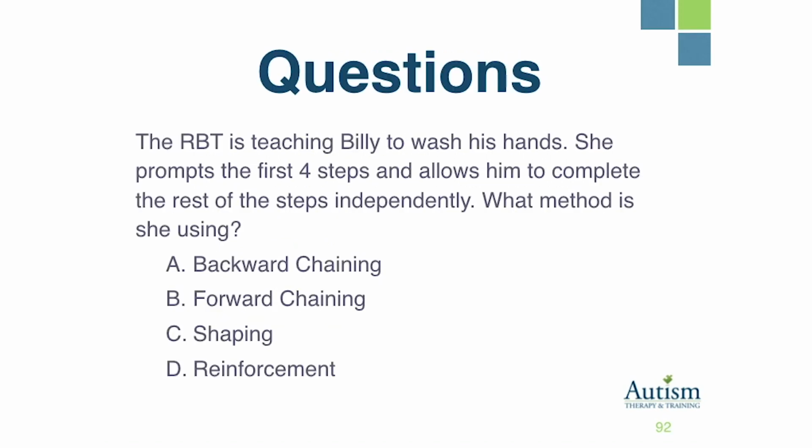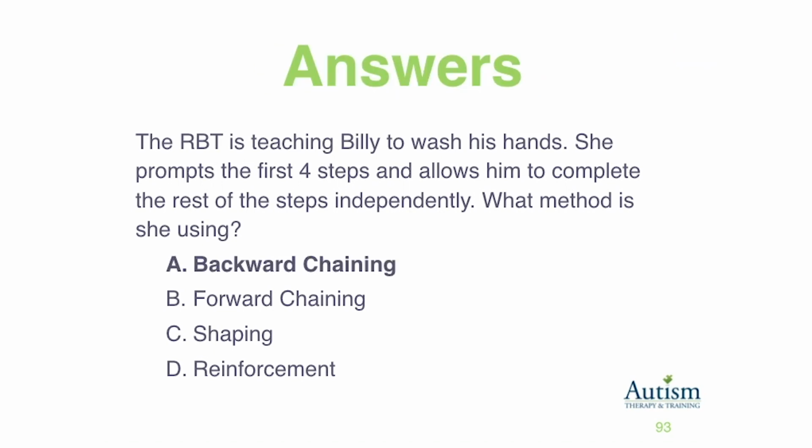The RBT is teaching Billy to wash his hands. She prompts the first 4 steps and allows him to complete the rest of the steps independently. What method is she using? A. Backward chaining, B. Forward chaining, C. Shaping, D. Reinforcement. And the correct response is A. Backward chaining. Well done.